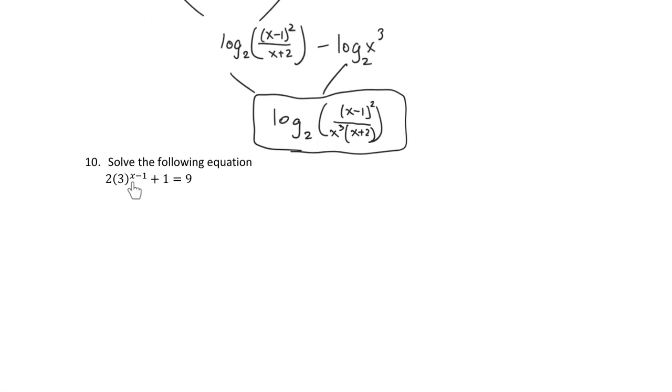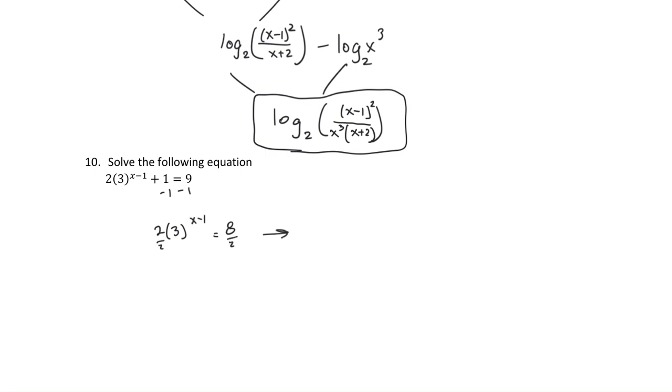All right, we're solving a variable that's an exponent, so we're going to have to cancel this base using a logarithm, but we're going to have to get that base of 3 by itself, so we're going to have to get rid of the 2 and the plus 1. So first step is to subtract 1, then divide by 2.